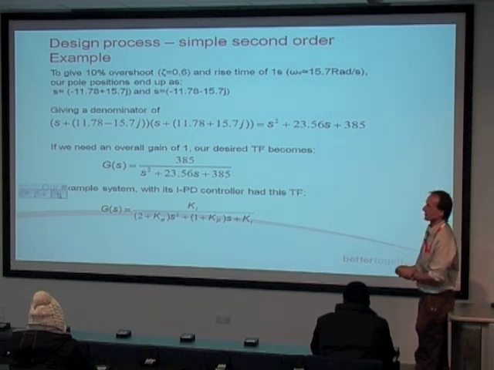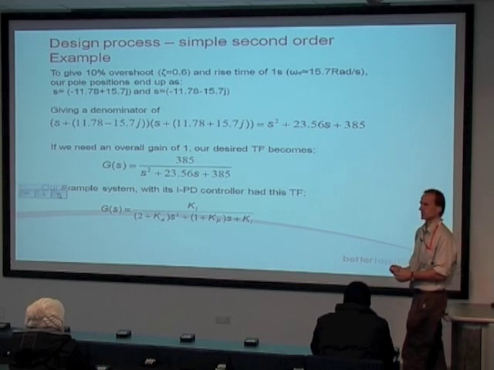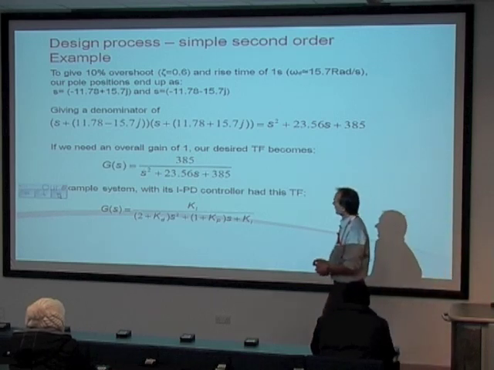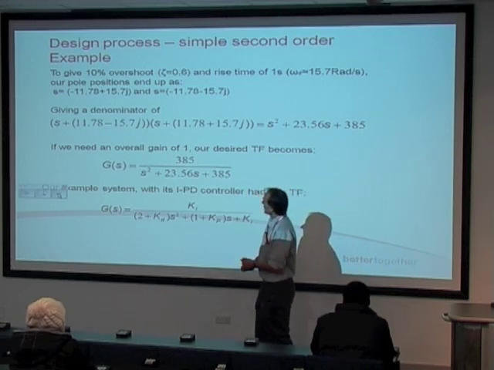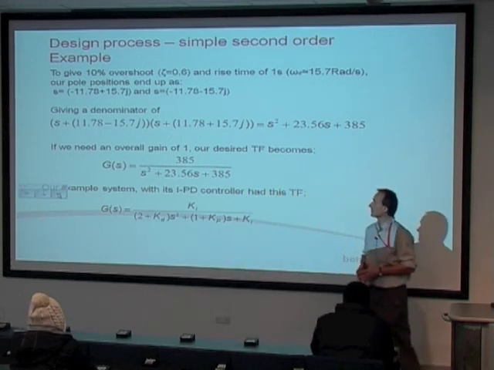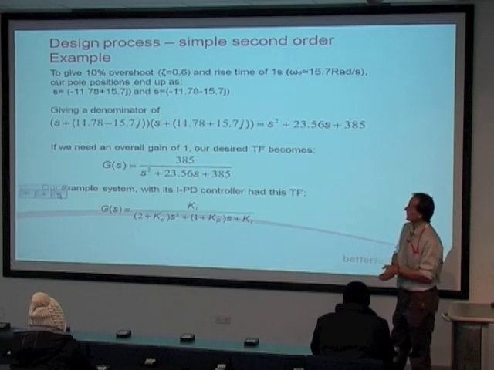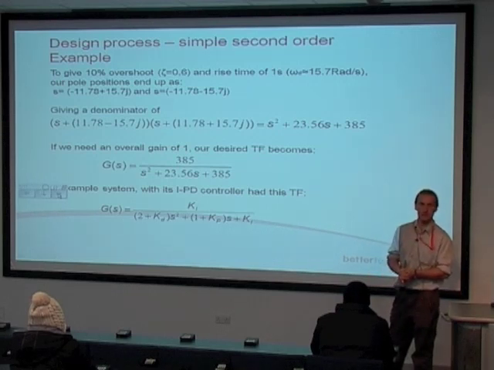I'm not convinced by that 15.7, actually. I'm going to need to check that. That doesn't look right to me. So don't take that one on trust. Let's just work with it. So we've got 2 pole positions: s equals minus 11.78 plus 15.7j.